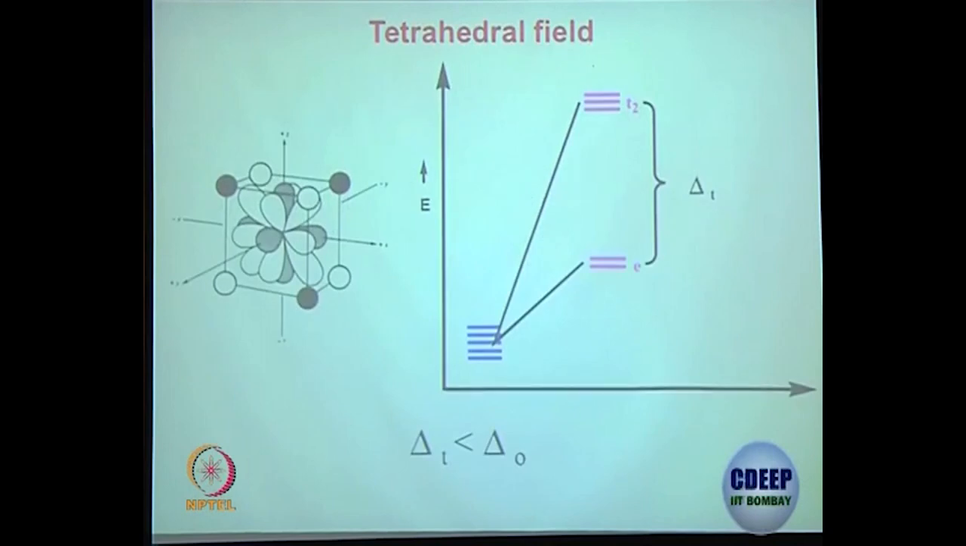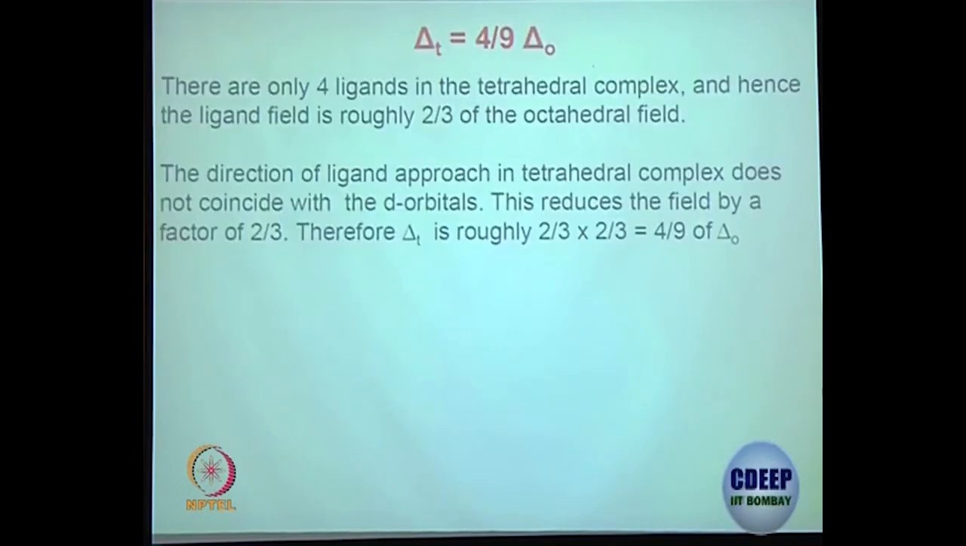Now, what is the extent? And also you have seen E below, T2 up. Overall, this is the one you have to remember. It is like 2/3 and 2/3. Why 2/3 and 2/3? So, 4/9, where is that coming from? 4 ligands versus 6 ligands: 6 times 2/3 is 4. 6 ligands was for octahedral, 4 ligands is for tetrahedral. So there is a 2/3 from the number of ligands, and roughly due to the angle, since they were colliding head on, and here it is a 109 degree angle, and thereby how the orbitals are oriented towards the ligand, that gives you another 2/3.